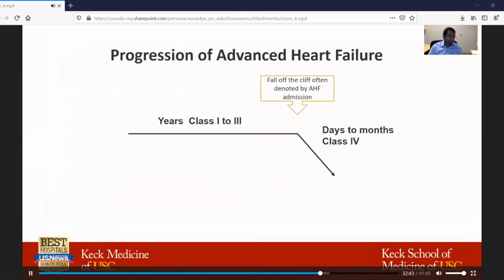So now thinking about hospitalization. So you were seeing this patient, you really turned them into a success story, but realizing that the hospitalization is sometimes your most important time to intervene. So patients can go for many years going from class 1 to class 3 in terms of their NYHA class, but then they can decline very quickly in the order of days to months with very significant symptoms. And often this falling off the cliff, as we say, happens in the setting of a heart failure admission. That can be the first sign.